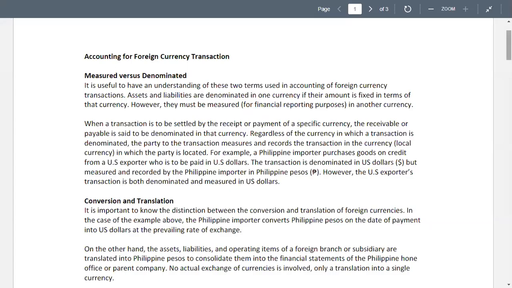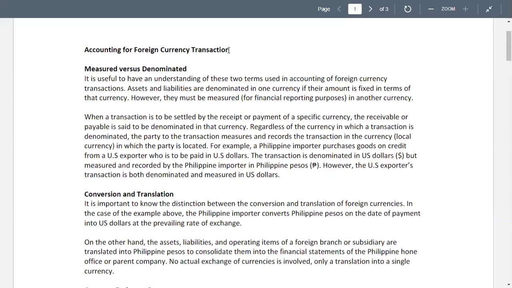Module number 12, and the chapter related to this is chapter 6. So we have accounting for foreign currency transactions. During the first term, we involved accounting for foreign currency translation.